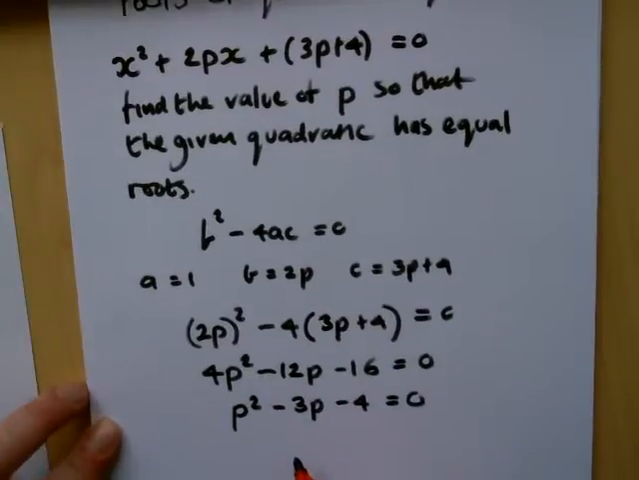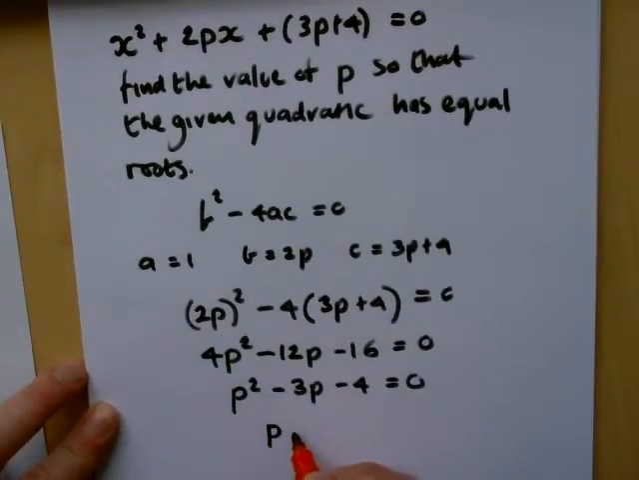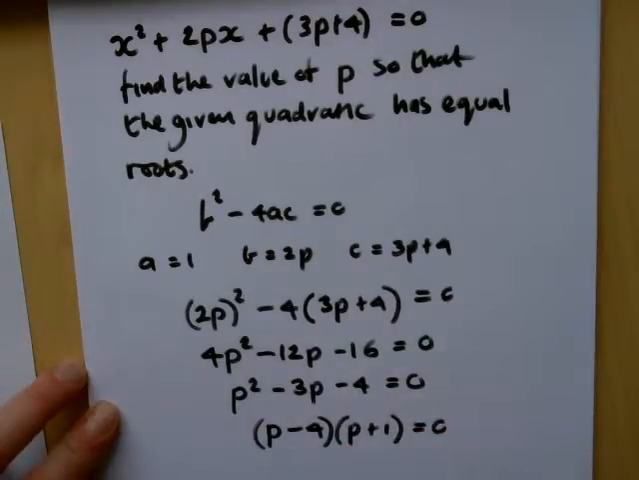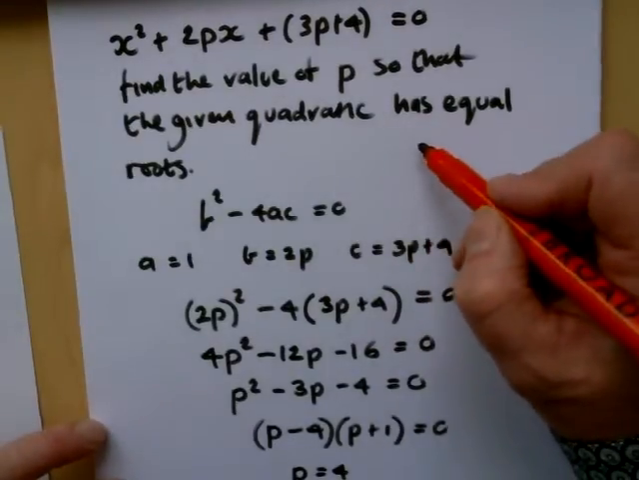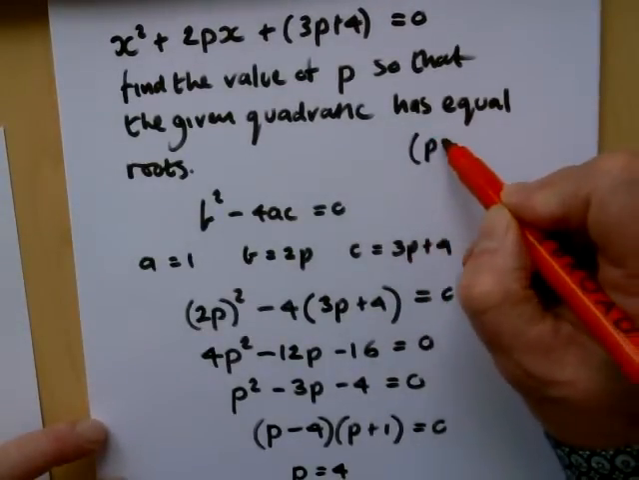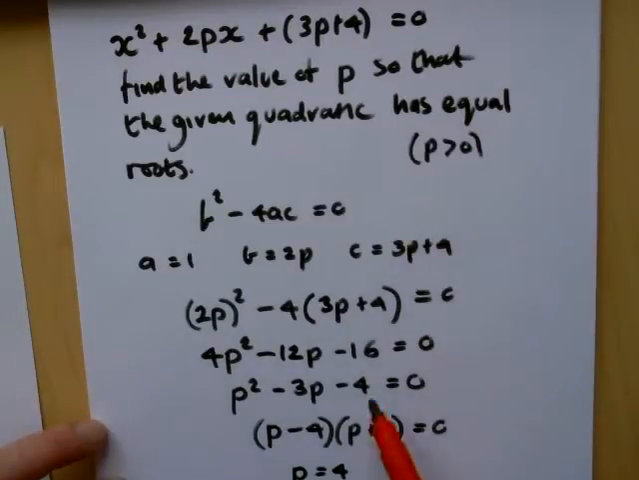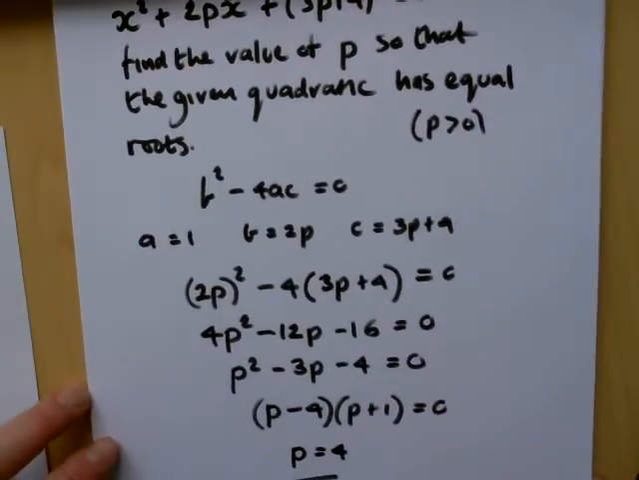So I will now factorise that quadratic, it's a fairly straightforward one to do. (p minus 4)(p plus 1) equals 0. And it says find the value of p, so we have equal roots, so the value of p that I'm going to take will be p equals 4. Now there's probably something that I didn't write down actually, but we were probably told somewhere that p had to be greater than 0, which would have directed me to the positive answer.